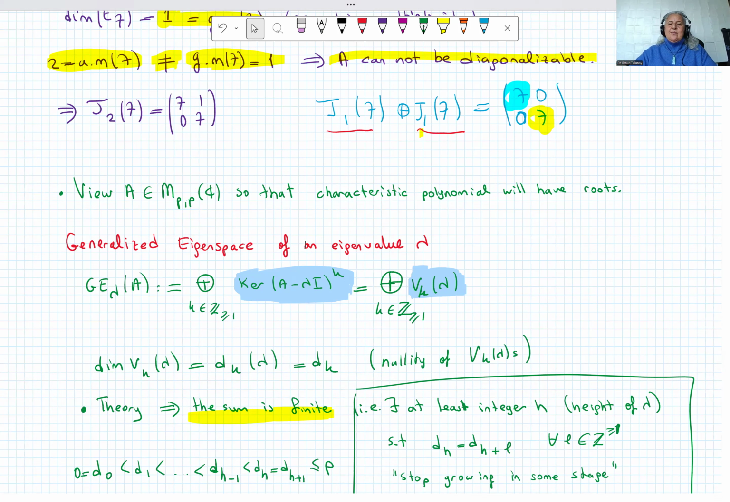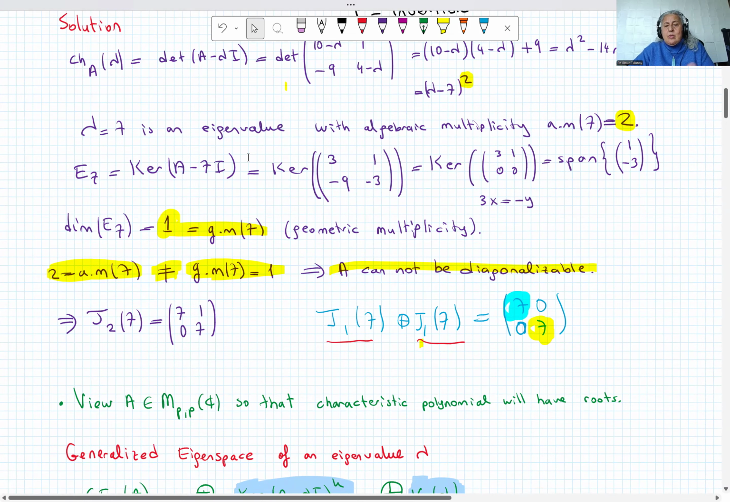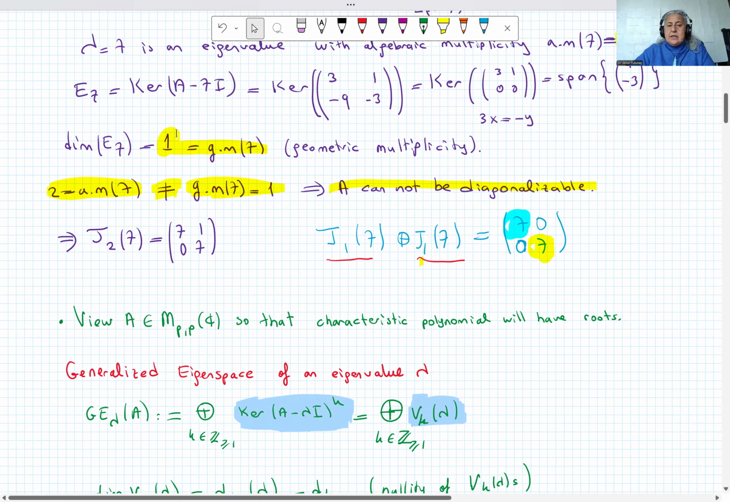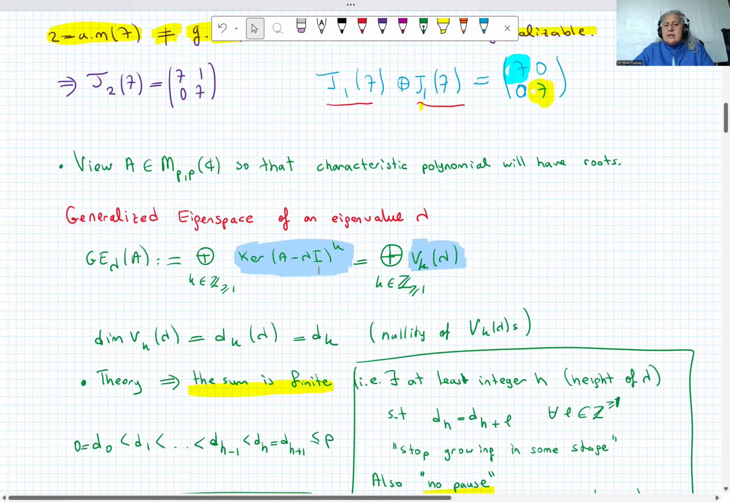So, generalized eigenspace for an eigenvalue, for example in this case, where lambda is equal to 7, we need to think about the generalized eigenspace because the algebraic multiplicity is different from the geometric multiplicity. The definition of the generalized eigenspace is the direct sum of the kernels of these operations, A minus lambda I to the k. This is the kth power, and we are looking at the kernels of that one. And k will be numbers like 1, 2, 3, and so on.